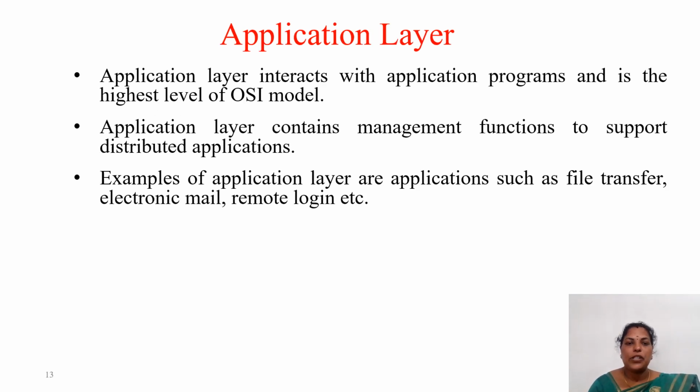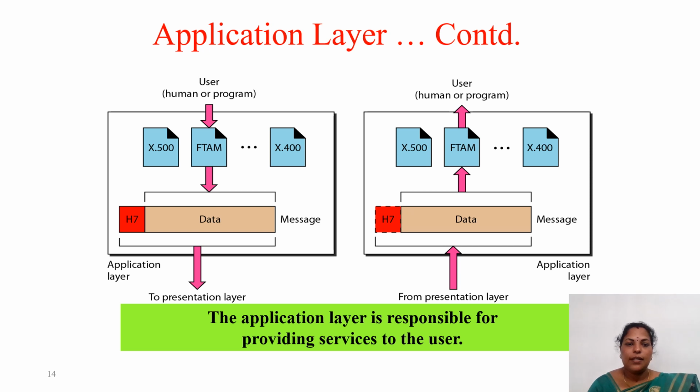Next is the application layer. This application layer interacts with application programs and is the highest level of the ISO OSI model. And this application layer contains management functions to support distributed applications. We know many applications like file transfer protocol, then electronic mail, then remote login, etc. These are some of the applications provided in the application layer. This is the pictorial representation of the application layer.